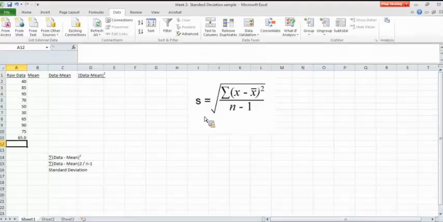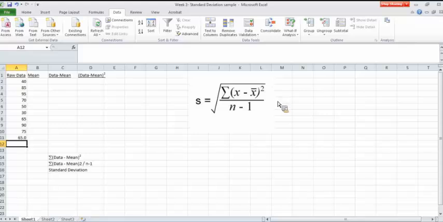Remember, the formula for standard deviation is S equals the square root of the sum of (x minus x bar) squared, over n minus 1. And what that means is you take each data point, subtract it from the mean of that data, you square it, and then you divide by n minus 1. After you add those together, then you take the square root of that.